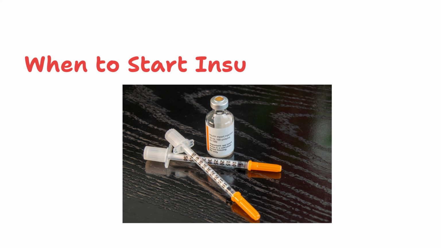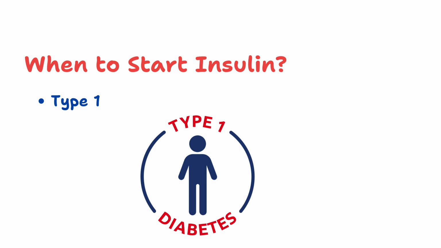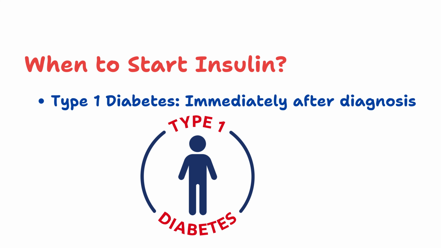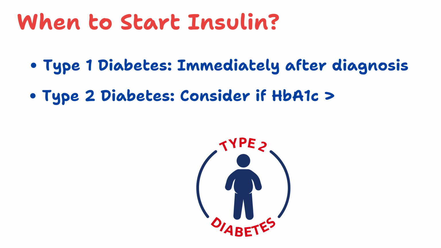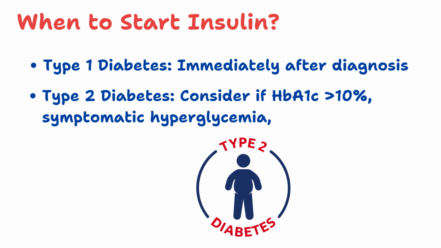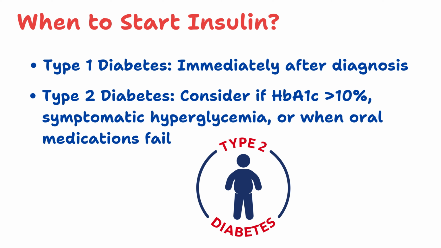When to start insulin? Insulin is essential for all patients with type 1 diabetes right from the diagnosis. In type 2 diabetes, it's indicated when HbA1c exceeds 10%, patients show signs of severe hyperglycemia, or when oral medications alone no longer suffice.